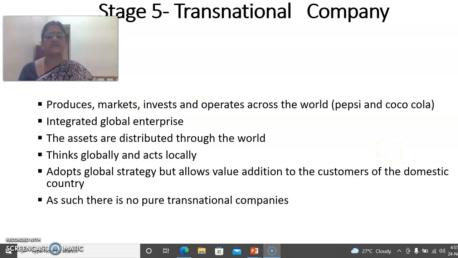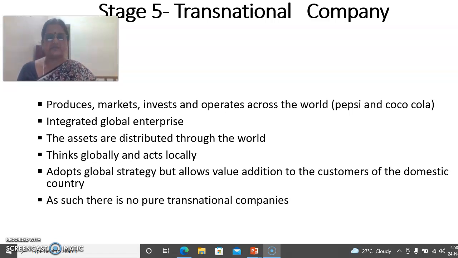The last stage in internationalization is transnational company. A transnational company means a company which produces, markets, invests and operates across the world. We can take Pepsi and Coke as examples. These companies are considered integrated global enterprises. That means the assets are distributed throughout the world. The motto of the transnational company is think globally and act locally. It adopts a global strategy but allows value addition for the customers of the domestic country.